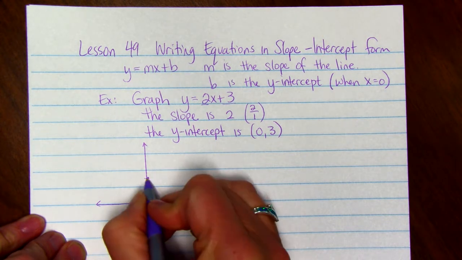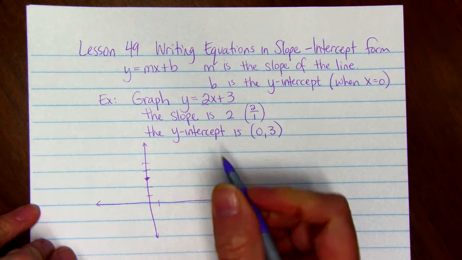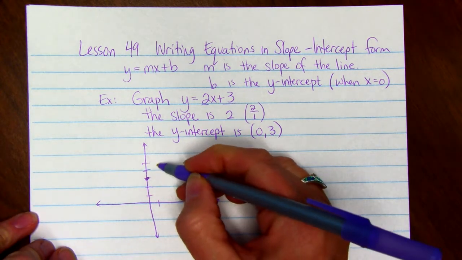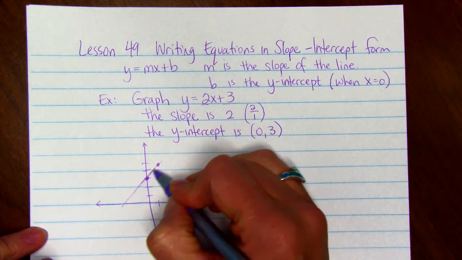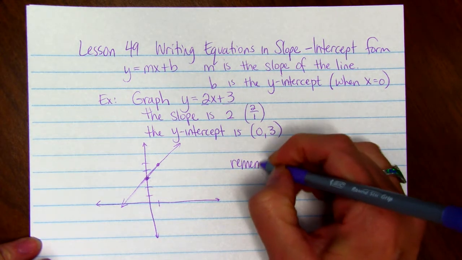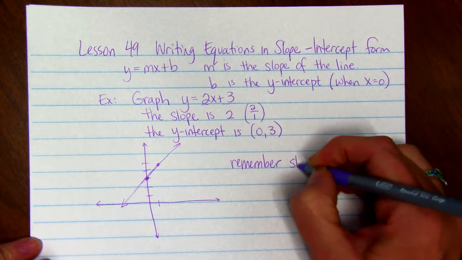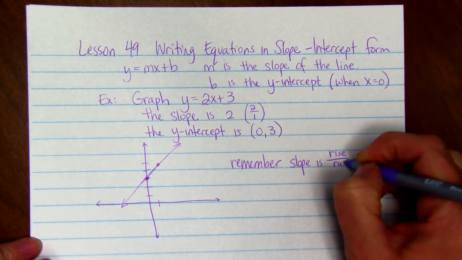Here's (0, 3). And then from that point, because that point is on the line, we're going to rise 2 and run 1. So 2 over 1 is the slope, and draw a line through it. So one thing we needed to remember is slope is rise divided by run.